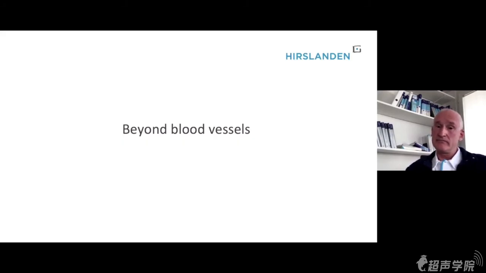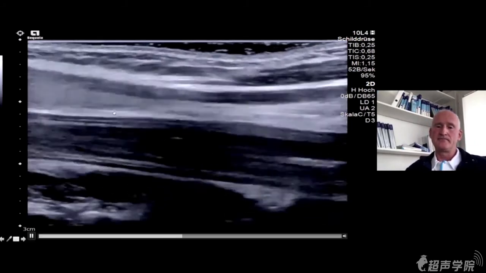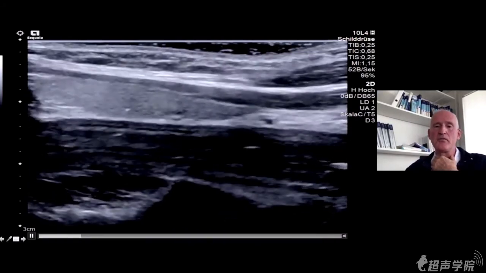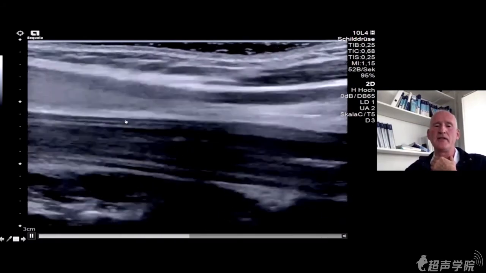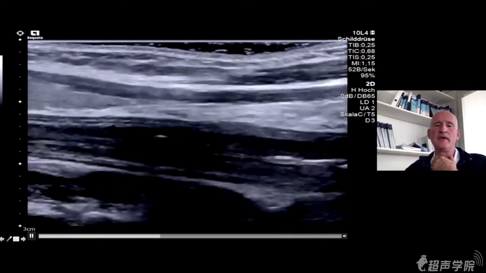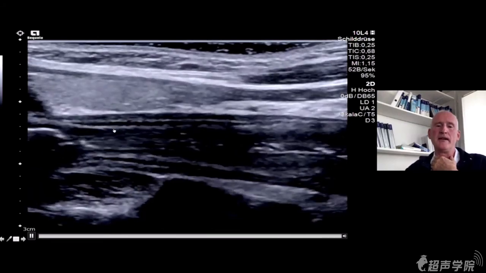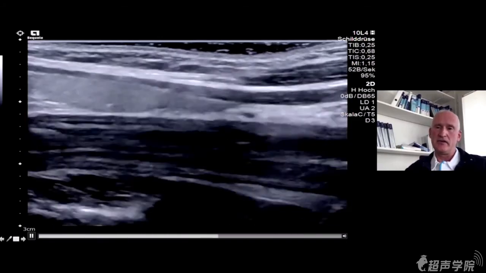Beyond blood vessels, you can see the esophagus in almost all people for, let's say, 4 centimeters. And we can swallow and detect, during swallowing, the air in the esophagus and the wall layers, the longitudinal layer with the inner ring and outer longitudinal part of the muscularis propria, and you can see all those structures highly sensitive in real time.